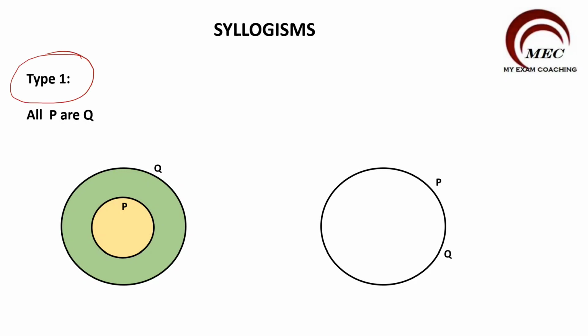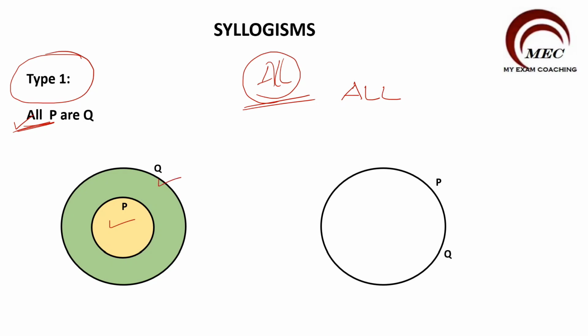All P are Q. So the word all is important here. All is the word used here. This word is very important for you. And please note, we are talking about questions based on the word all. So whenever we have all P are Q, it means all P comes under Q. So you can see here all P, this circle P comes under the big circle Q.